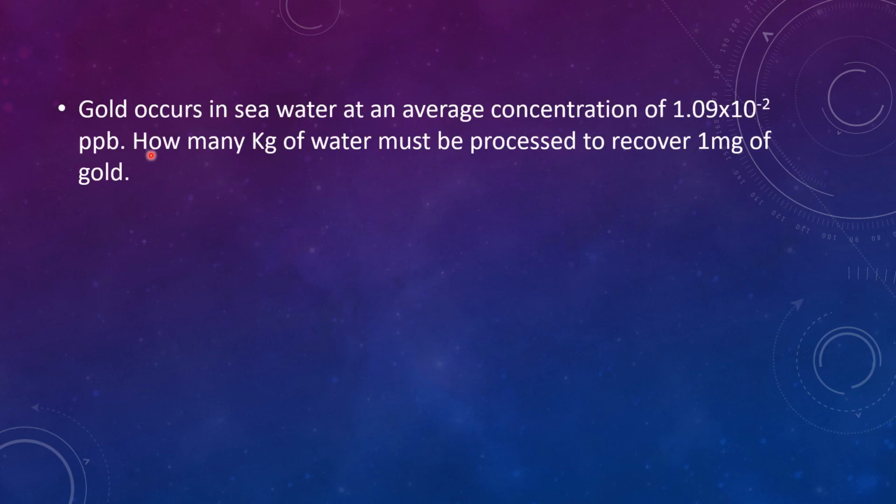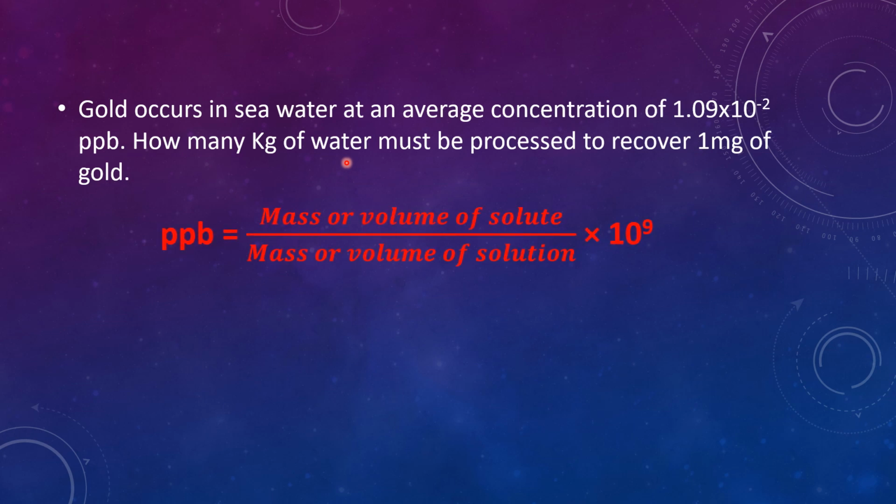And in this question, gold occurs in seawater at an average concentration of 1.09 raised to the power minus 2 ppb, parts per billion. How many kilograms of water must be processed to recover 1 milligram of the gold? So we want to recover this amount of gold, and how much of the solution will we process? By using the simple formula, mass or volume of solute divided by mass or volume of the solution, multiplied by 10 raised to the power 9.